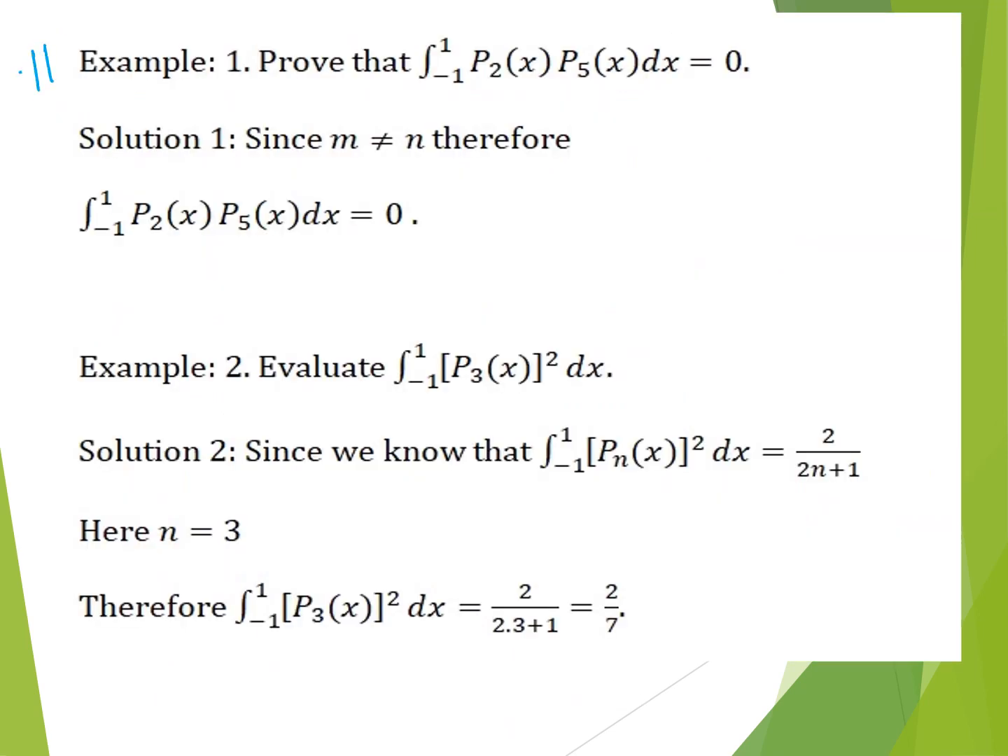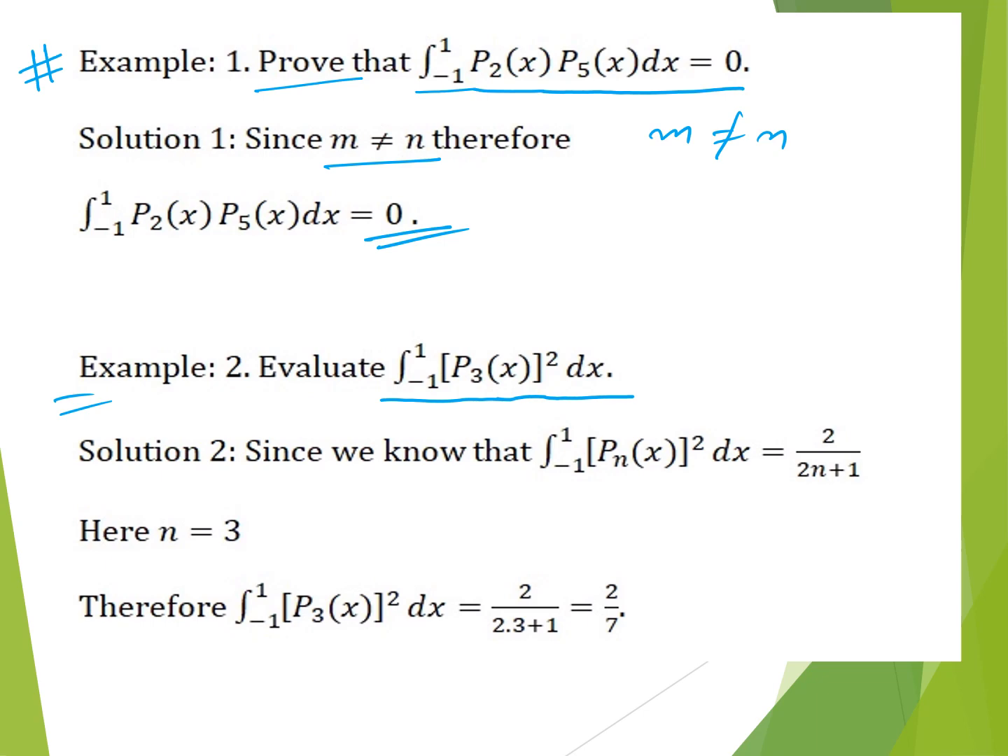Now, the first example which is required to be solved proves that integration minus 1 to 1 P2(x) and P5(x) dx is equal to 0 because m is not equal to n. By using the orthogonality, it is equal to 0. And the second example, minus 1 to 1 P3(x) whole square dx. Over here we find that m is equal to n, which is equal to 3. Now we substitute the value n is equal to 3. We find that this is equal to 2 upon 2 into 3 plus 1. So this is the solution.